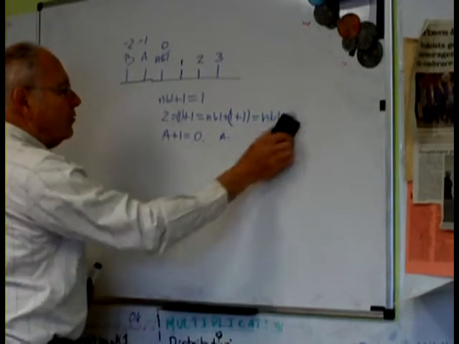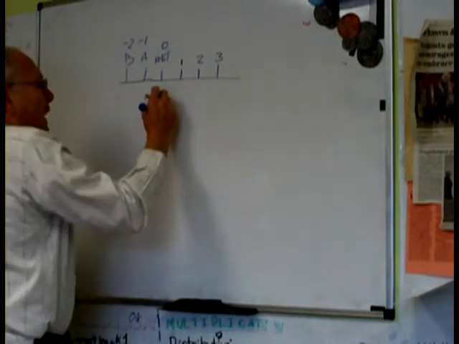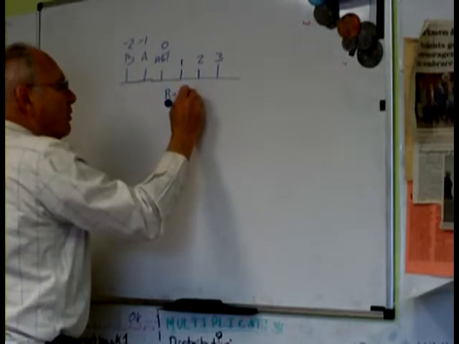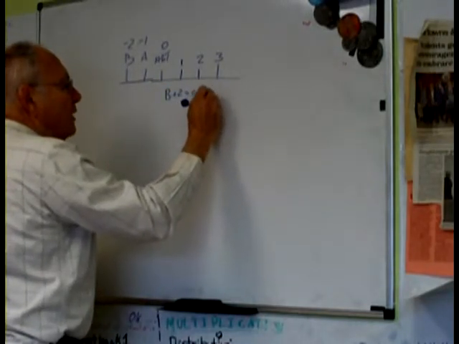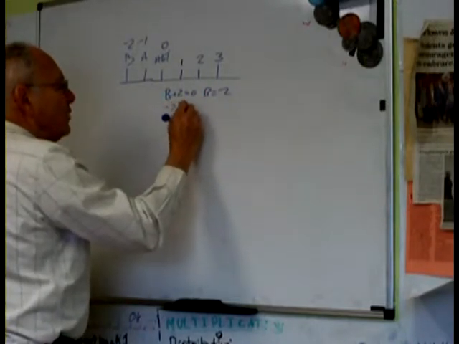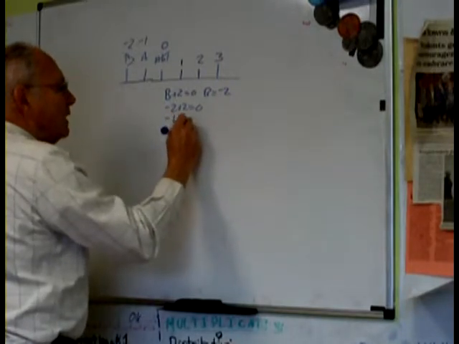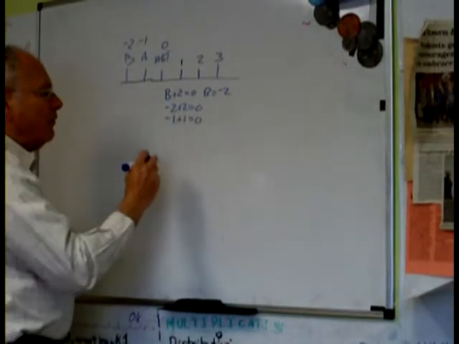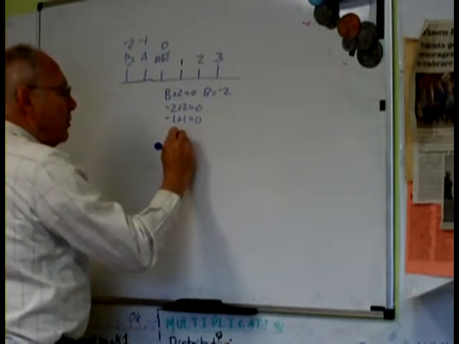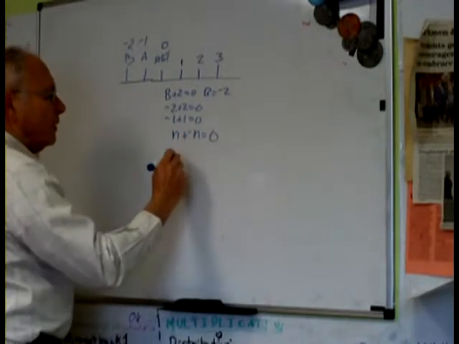Let us now erase this. And we had noticed that B plus 2 was equal to 0, and we had shown that B was equal to minus 2. Therefore, minus 2 plus 2 is equal to 0, and similarly with the A, minus 1 plus 1 is equal to 0. Therefore, we will generalize this by saying a number plus its negative is equal to 0.